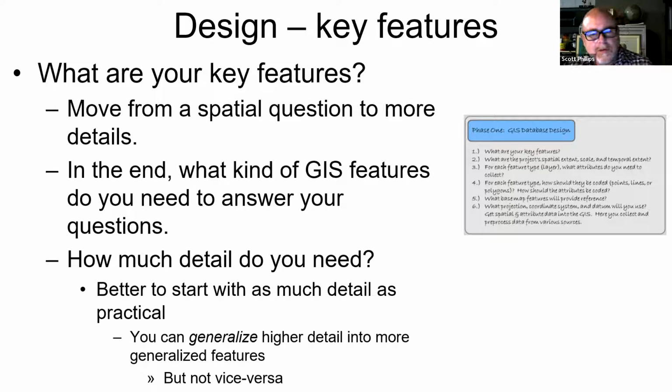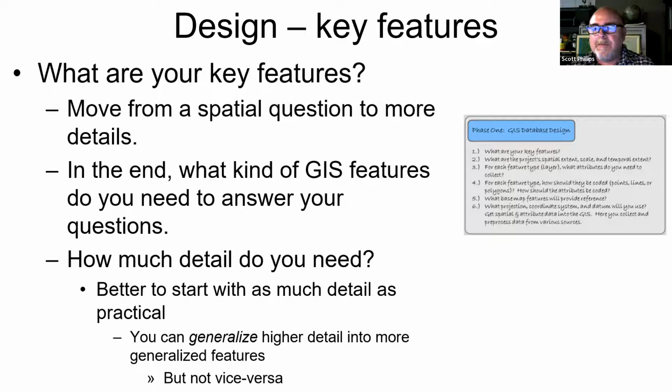So how much, in the end, what kind of GIS features do you need? We already mentioned some examples. How much detail do you need? Is coarse level data, like if you're looking at vegetation, would a vegetation map that covers the whole United States, but at a very broad level, meet your needs? Or do you need something that's very detailed and specific for one particular area?